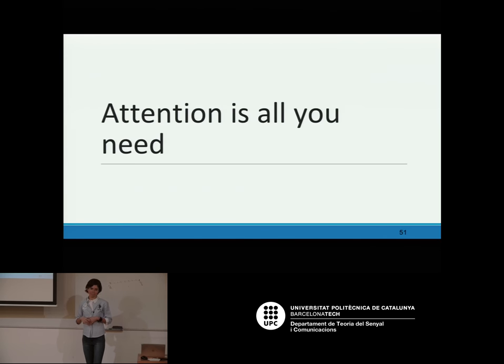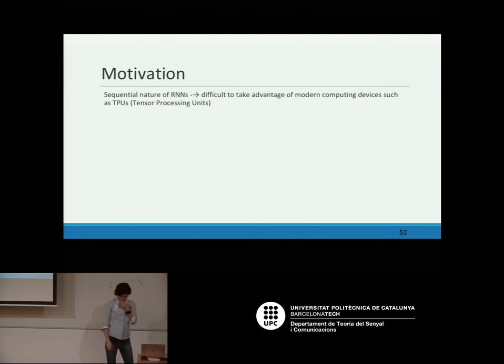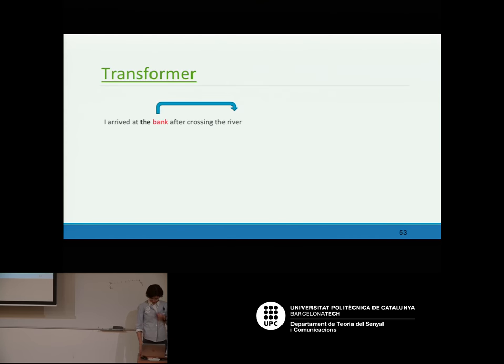And Google doesn't like this because they have a lot of powerful computing resources, and they need parallelization. So the main motivation was this. They wanted to design an architecture that can be easily parallelized and use their powerful TPUs more than GPUs, so they can train their systems faster with their data. So for that they propose the transformer.